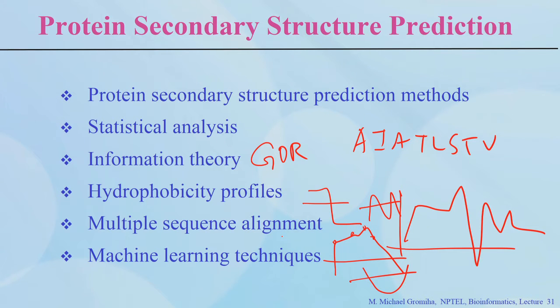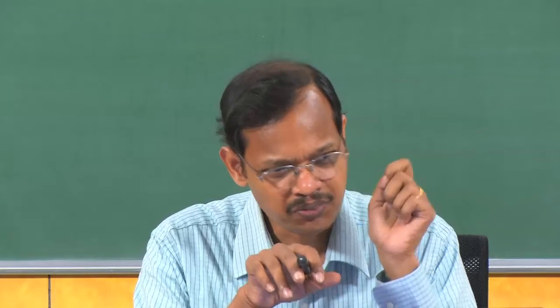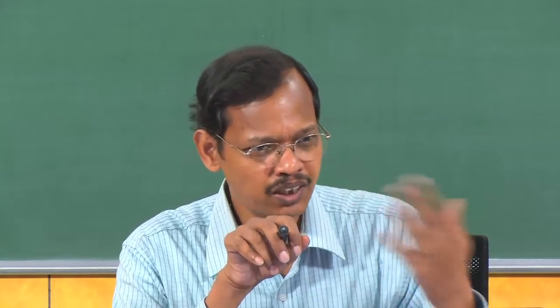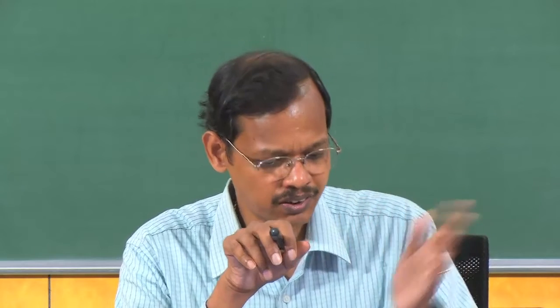Then multiple sequence alignment: how to get the secondary structure using multiple sequence alignment. So, you have the aligned sequences, and there are two ways you can do it: either in the aligned sequences use the Karn method, or you can use the experimental data, whether it belongs to helix or strand. By majority voting you can get whether this residue belongs to helix or strand.